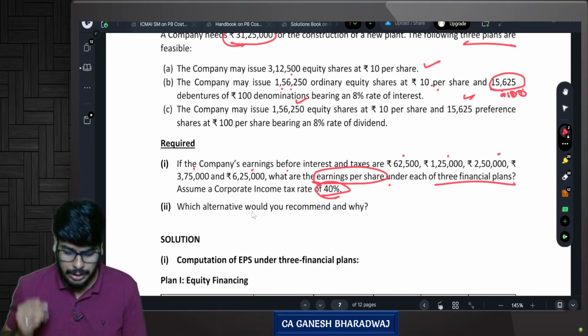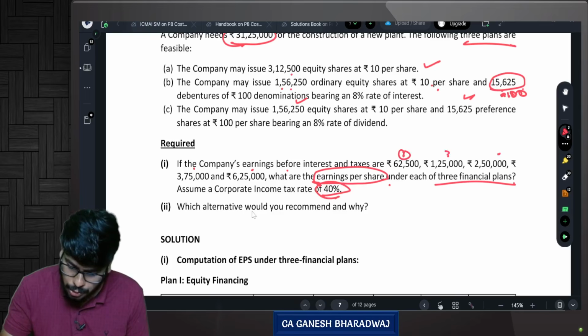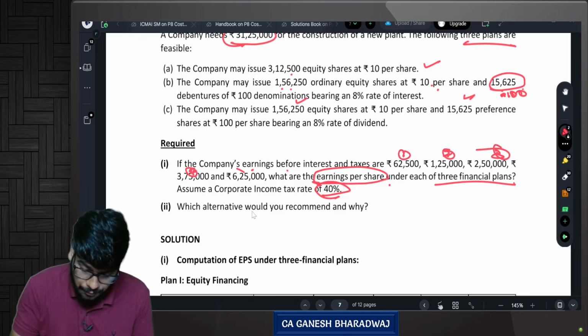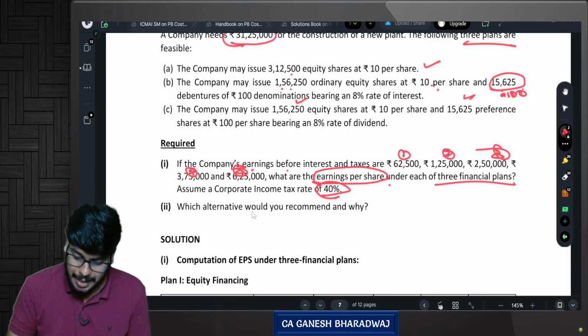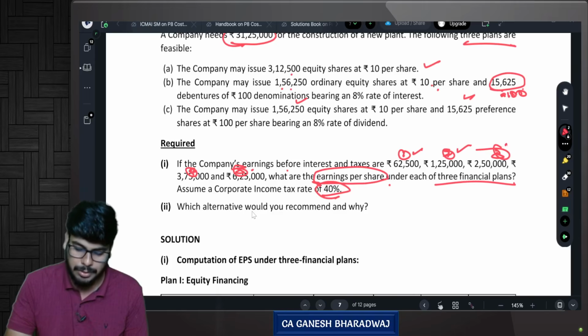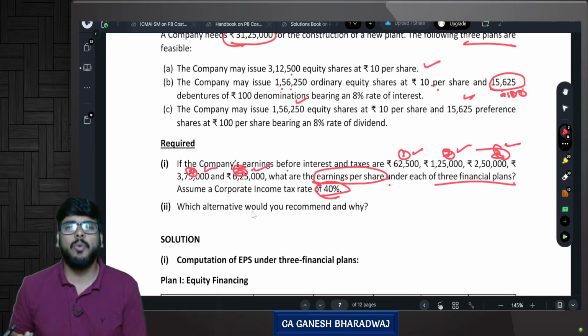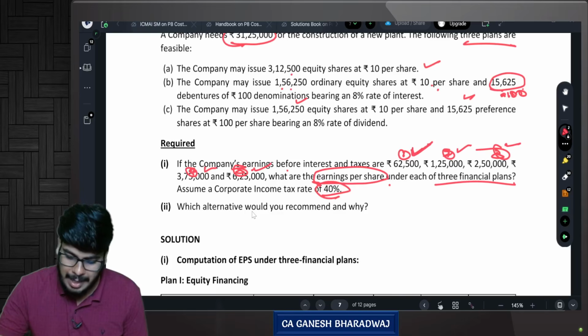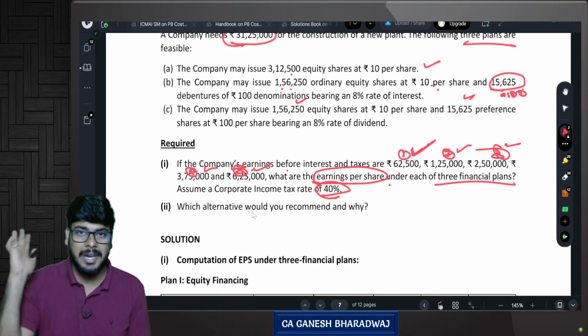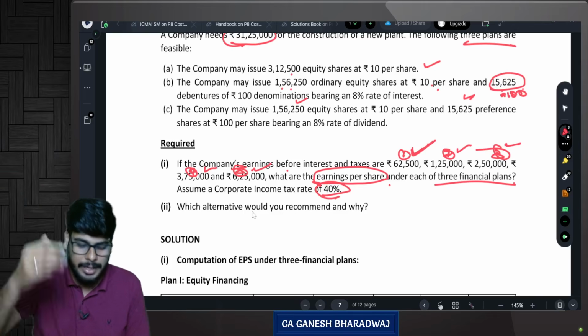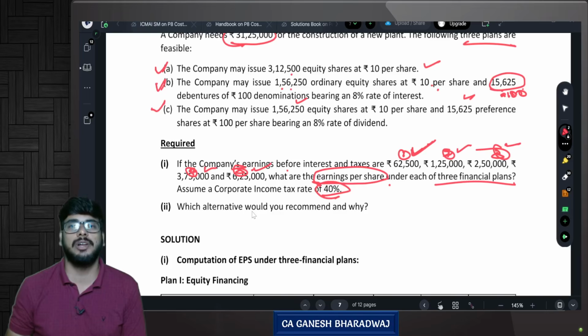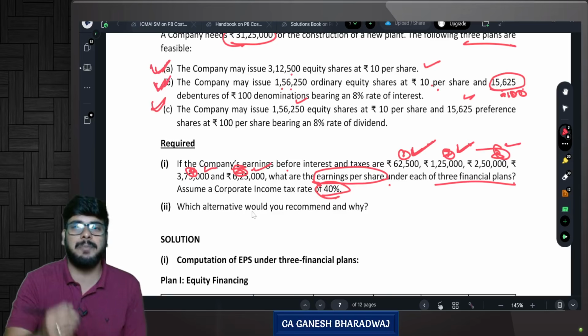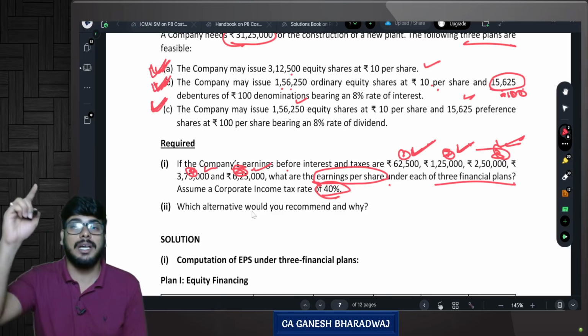But wait, what have they given? They have given 5 EBITs: 62,500, 1,25,000, 2,50,000, 3,75,000, 6,25,000. Basically, what they are saying is, assume the EBIT is 62,500 rupees, calculate the EPS under each of these three plans. Are you clear with this? Then if your EBIT is 1,25,000 rupees, once again recompute the EPS for these three plans. If your EBIT is 2,50,000, once again recompute the EPS for these three plans.